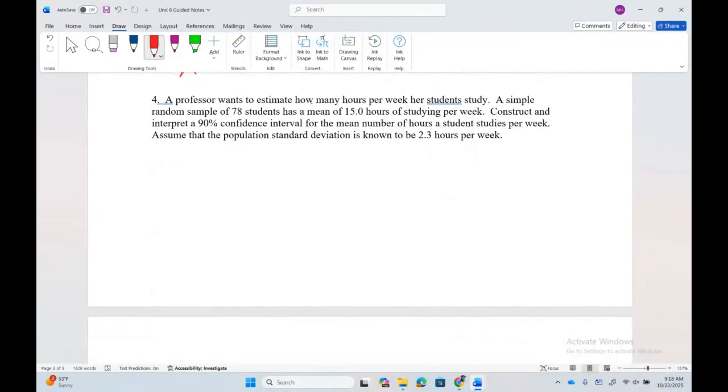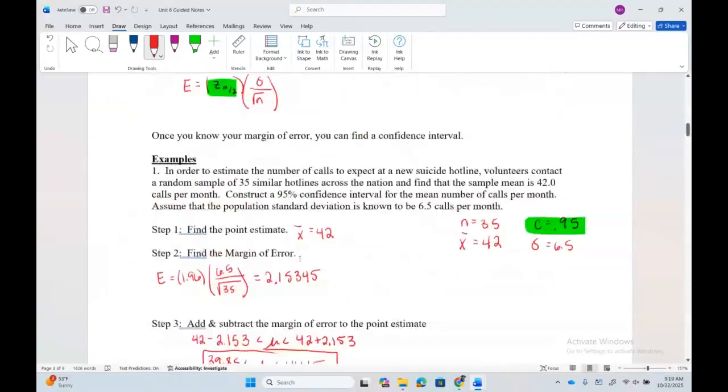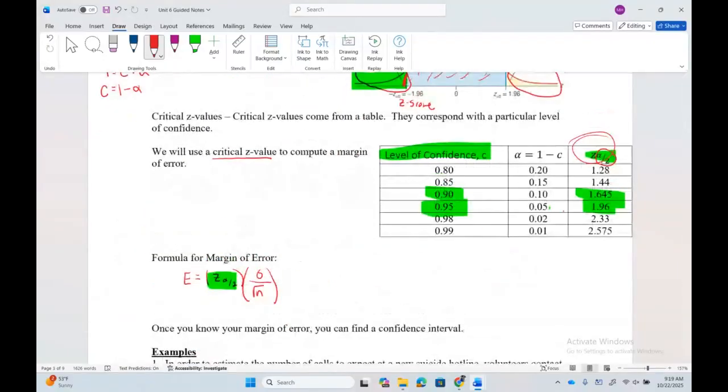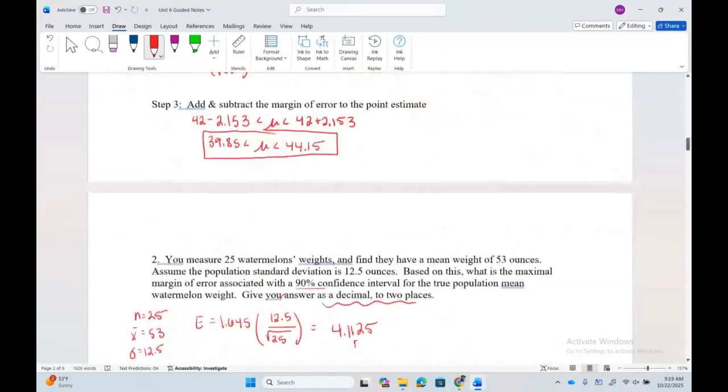A professor wants to estimate how many hours per week her students study. A simple random sample of 78 students has a mean of 15 hours per week. Construct and interpret a 90% confidence interval for the mean number of hours students study per week. Assume that the population standard deviation is known to be 2.3. Okay, so our margin of error, I need my Z score for 0.90. All right, so I'm going back to that table. It's 1.645.